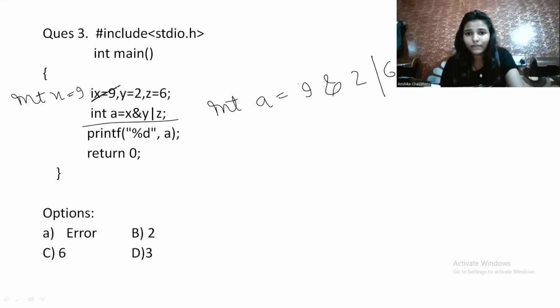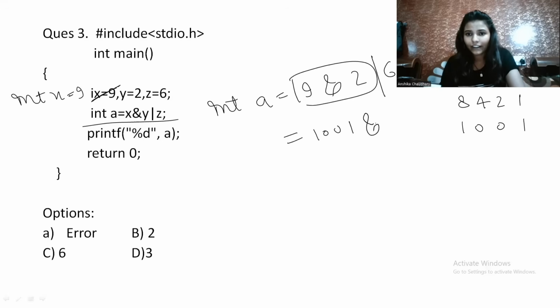So first of all, we will perform this operation as this precedence is high. Okay, this is a bitwise AND. So we have to convert it into binary form. Again, we will use the 8421 code. Now we have to convert 9 into binary. So we will write it as 1 0 0 1, that is 8 and 1, 9. So 1 0 0 1 and 2. So the binary code for 2 is 0 0 1 0.